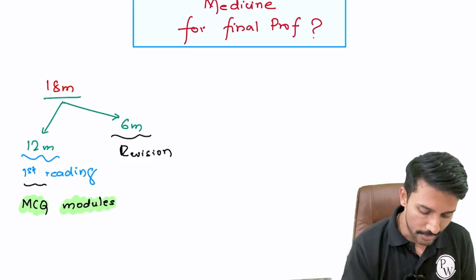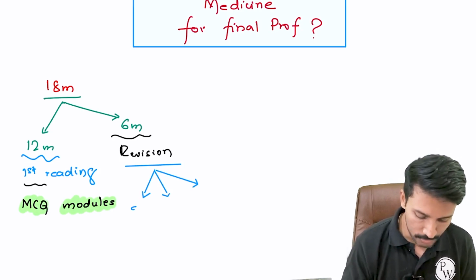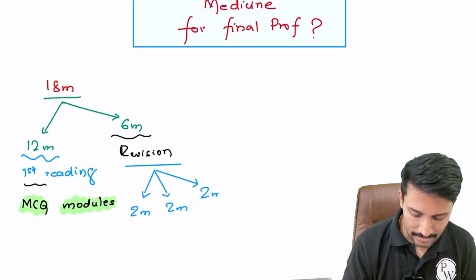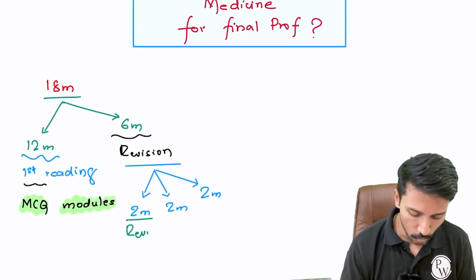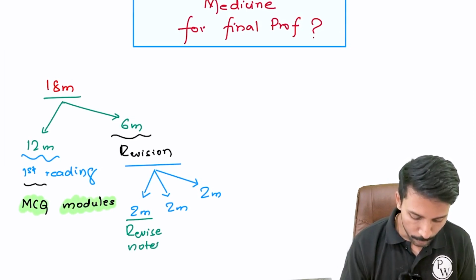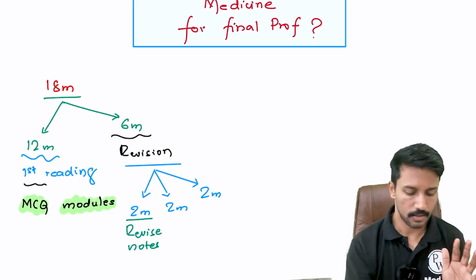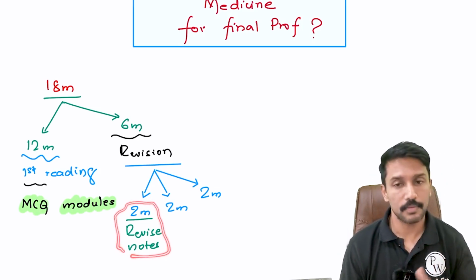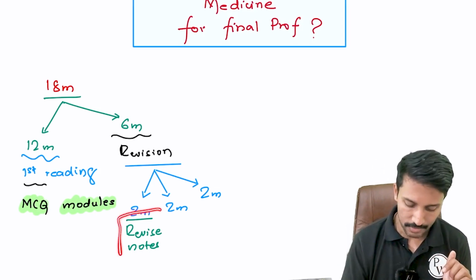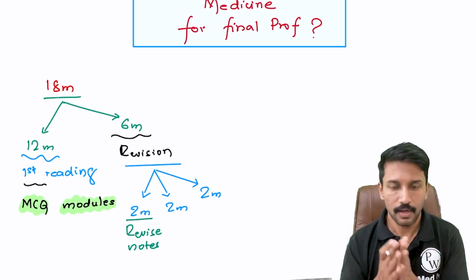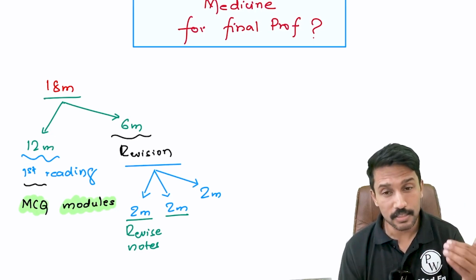Here also, I would divide that revision period into blocks of 2 months each. The first 2 months, the second 2 months, and the last 2 months. In the first 2 months, what I would suggest is just revise the notes. These notes may be pre-printed notes or your own handmade notes, or if you have attended the live lectures, the teacher's annotated notes, whatever is your source, revise them. Give one thorough reading.